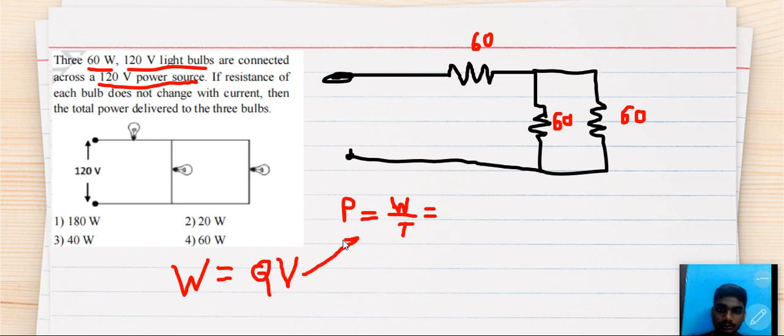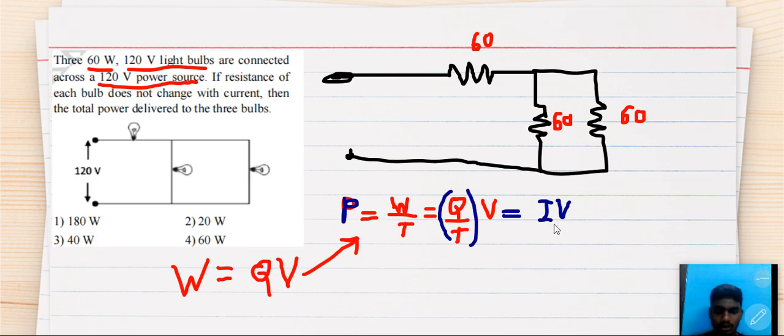So we are going to substitute this right here: q by t, where t is time, into V. Normally we know that q by t, the charge per unit time crossing a unit area, is called current, so power is equal to IV. Power can be written as I, the current, times V, the potential difference.